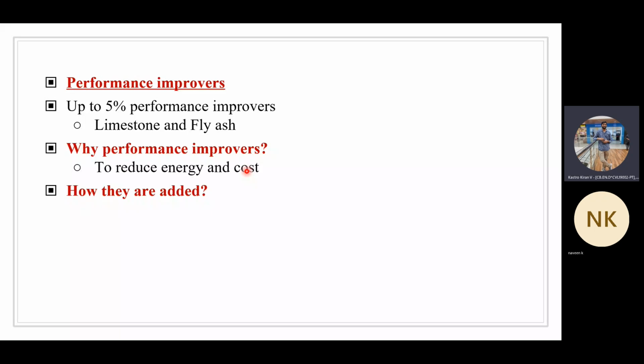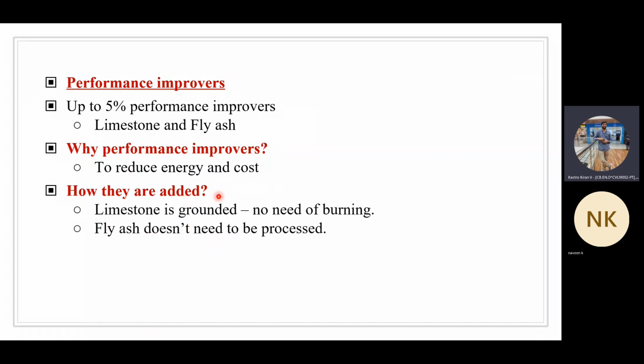And the next is how they are added. Once the cement is prepared, are you just going to keep some material, some limestone or fly ash, in the cement bag? No, it is not in that way. During the production of cement itself, when you are burning the limestone or when you are grinding the limestone into fine particles, at that stage itself, you need to add these performance improvers. That is where we'll get the PPC cement, Portland Pozzolana cement. So they are not going to add fly ash once the entire cement is manufactured. They will add it during the burning process or during the grinding process of the cement materials itself.